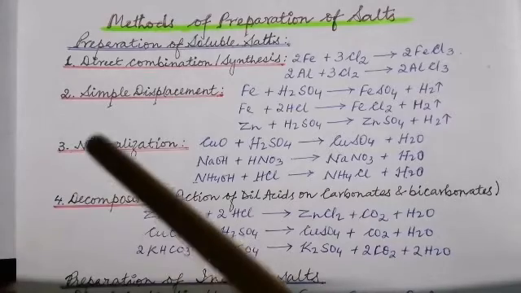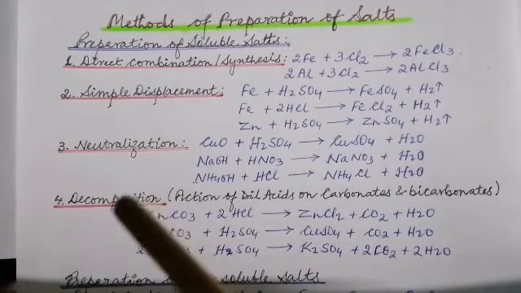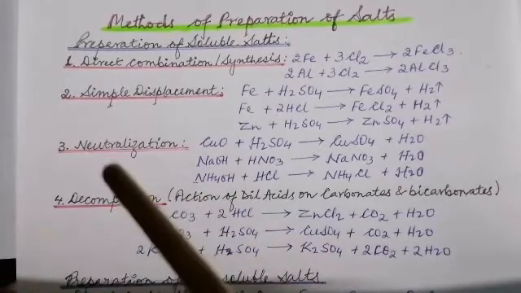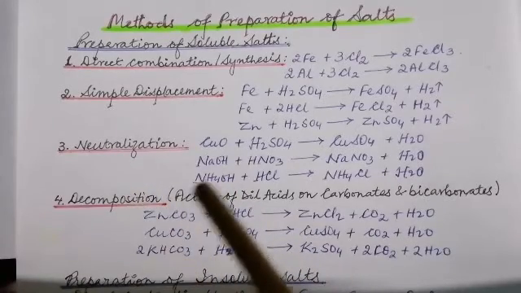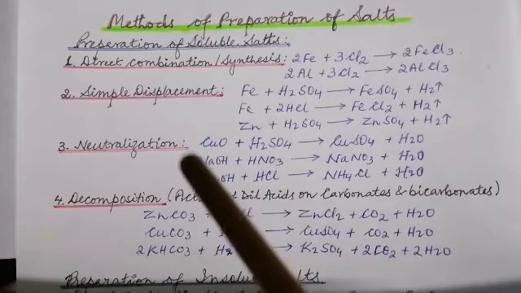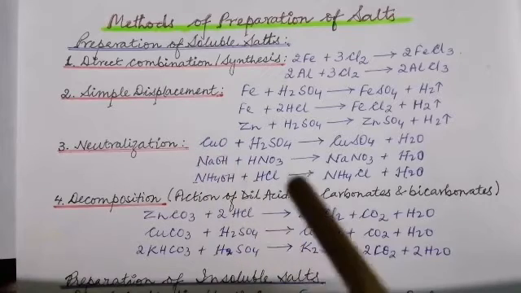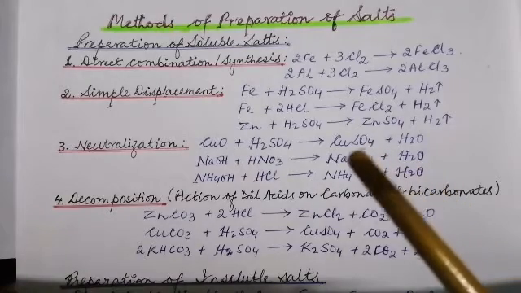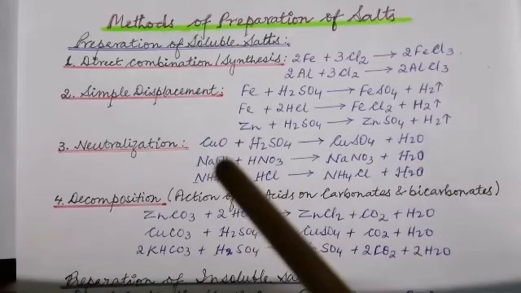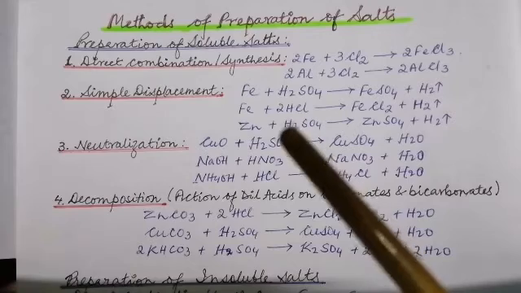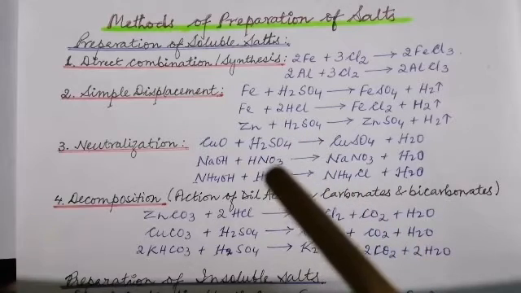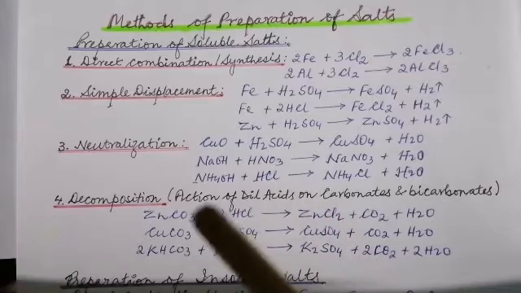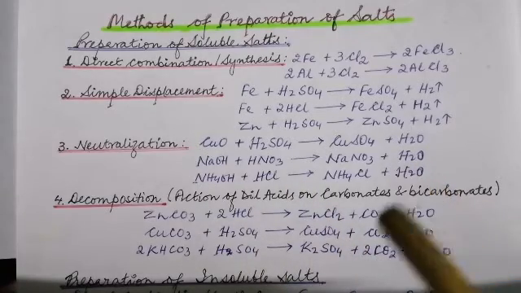Now the next method is neutralization. You have studied neutralization reaction in the previous class. When a base or an alkali reacts with an acid, it gives you salt and water. So the base produces the hydroxyl ions, whereas the acid produces the hydronium ions, or H positive ions, which neutralize to form water.